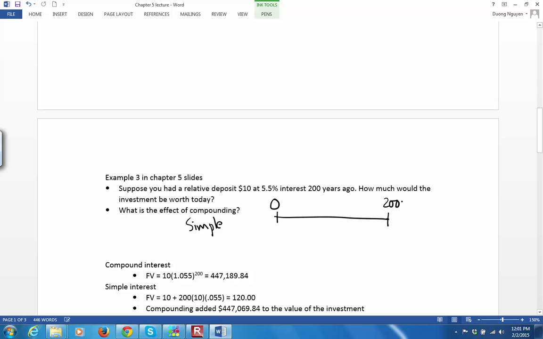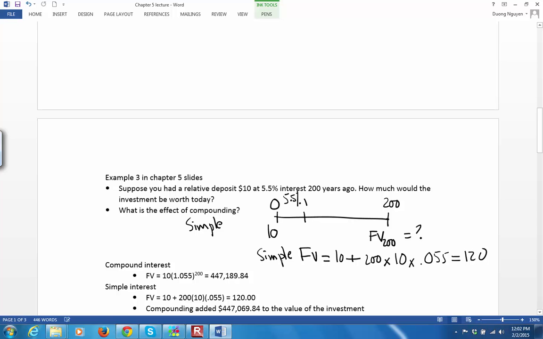So time zero is the present value. You have $10 after 200 years. How much is the future value for 200 years, if the interest rate for every year is 5.5%? If the interest is simple, the future value simply equals the original principal plus the number of years, which is 200, times the original principal, which is 10, times the interest rate per year, which is 0.055, and this is equal to only $120. So if the interest is simple, after 200 years, from $10 you get only $120.